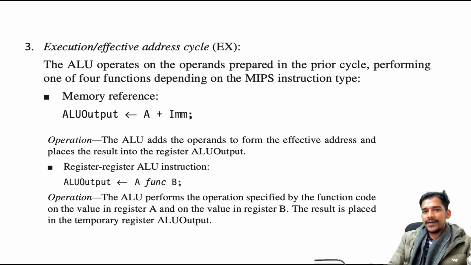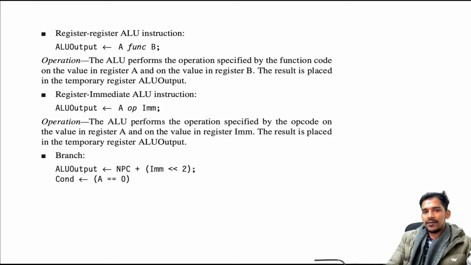So execution or effective address calculation, for example, if we have the ALU operation between some register and immediate value, then this operation will be done in this particular cycle, and the output will be available in the ALU output register, right? So like this, all these operations, addition or A func B, whatever operator is there, that operator will be performed in this cycle. And if it is a branch instruction, you will check the branch and will calculate the effective address, or you can say will calculate the target address.